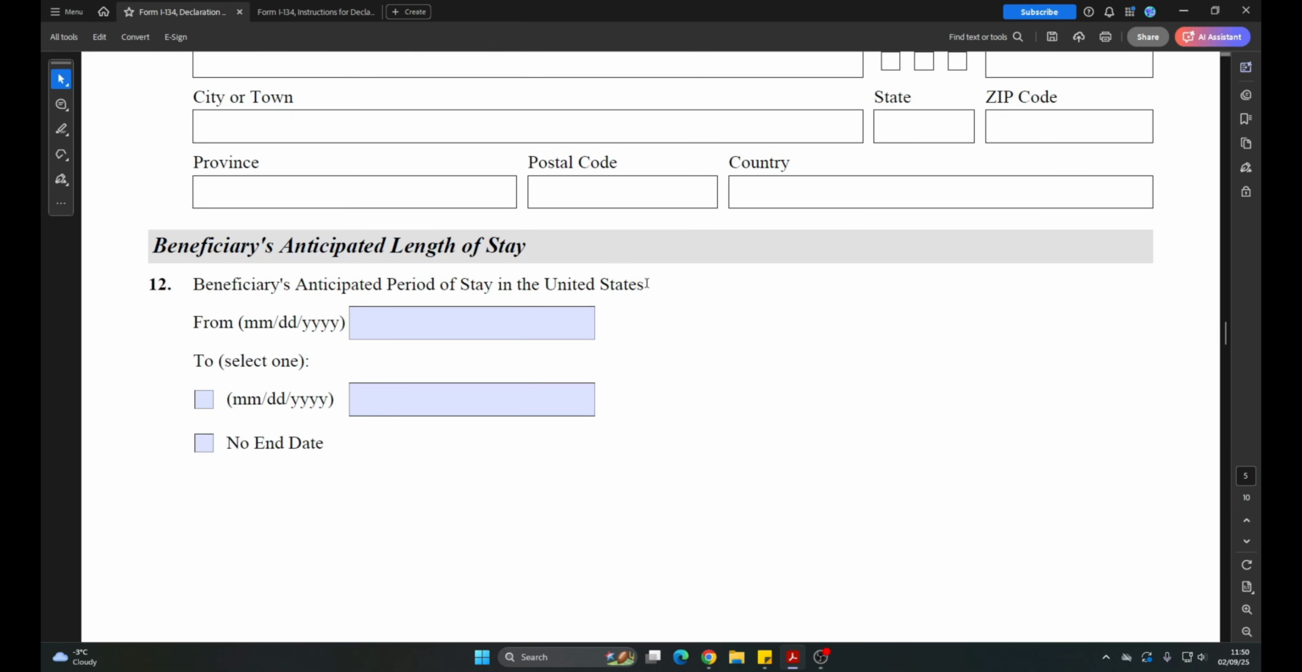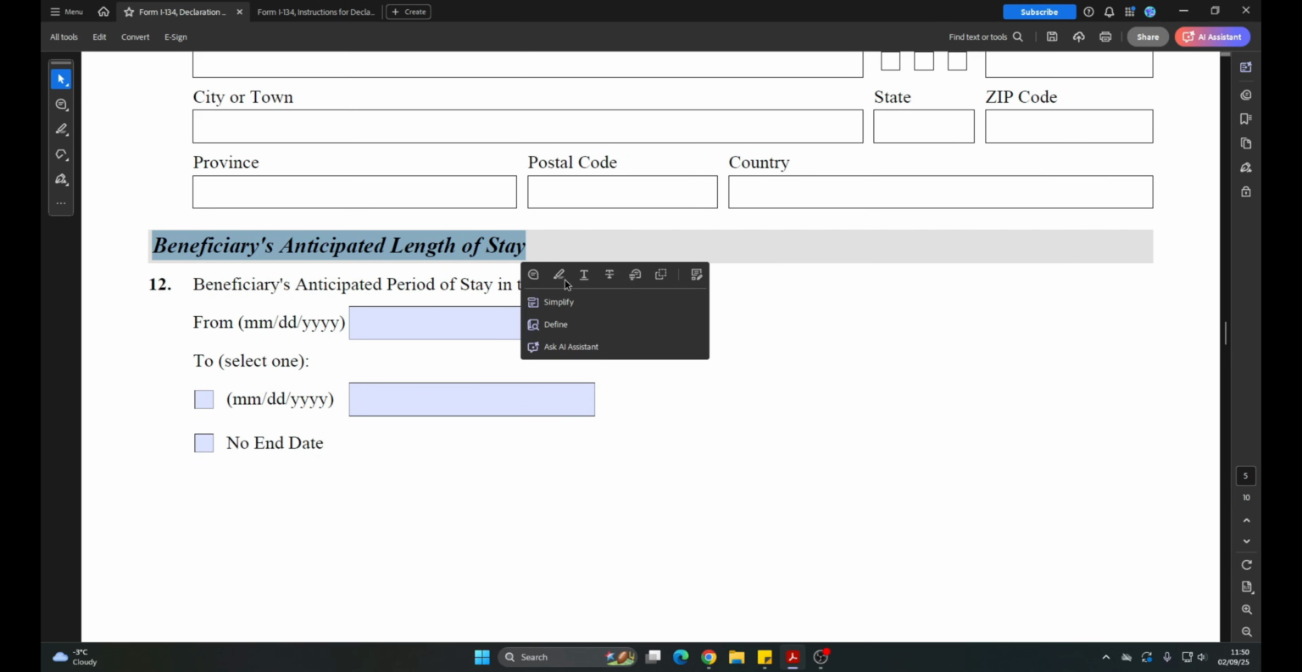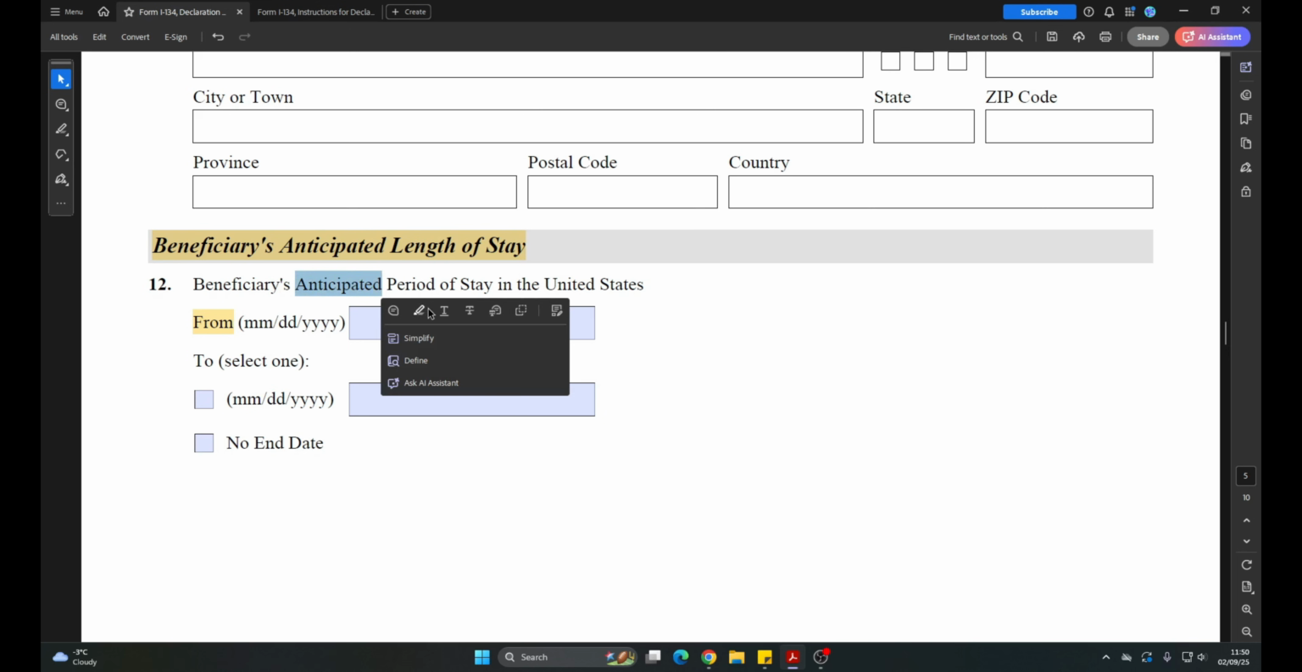Next, this part is asking about the beneficiary's anticipated length of stay. I have tried to do extensive research on what exactly to write in this part because it can be quite confusing for different types of visas. This is what so far I have been able to collect. When it comes to indicating from when your beneficiary is planning to stay in the United States, anticipated means an estimated period of stay, which means that you don't know for sure when exactly they will arrive in the US.